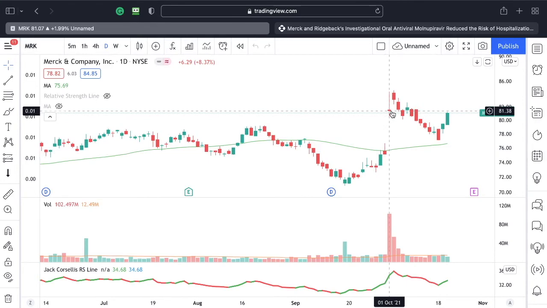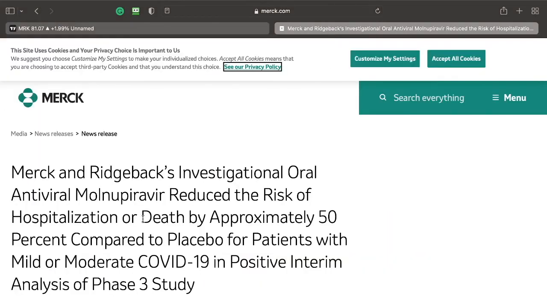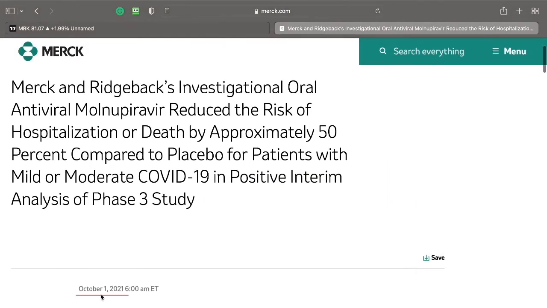That's close to a 10% gap up in just one day. So what happened on the 1st of October 2021? If we take a look at this article over here, this article was released on the 1st of October. And on this day, it was announced that Merck's oral antiviral pill, basically Merck's COVID pill, managed to reduce the risk of hospitalization or death by approximately 50% compared to placebo for patients with mild or moderate COVID cases.